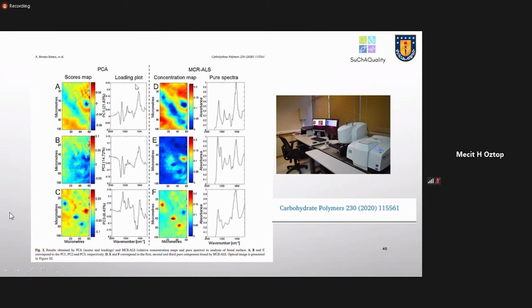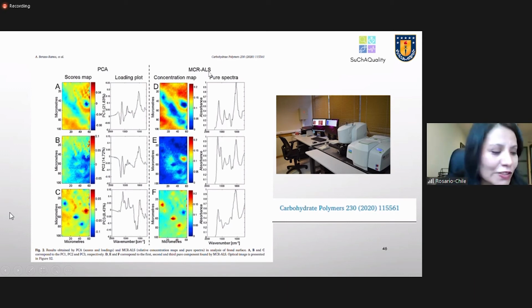So we have here a comparison between PCA and MCR. This is the same mathematical decomposition of the same matrix, but this method uses constraints, non-negativity constraints in concentrations and spectra. So we have here the difference. The PCA tells me that I have 3 or 4 components, I don't know, and this is the loading plot. The loading plot gives me information about the importance of the wavelength. So I see the first component.